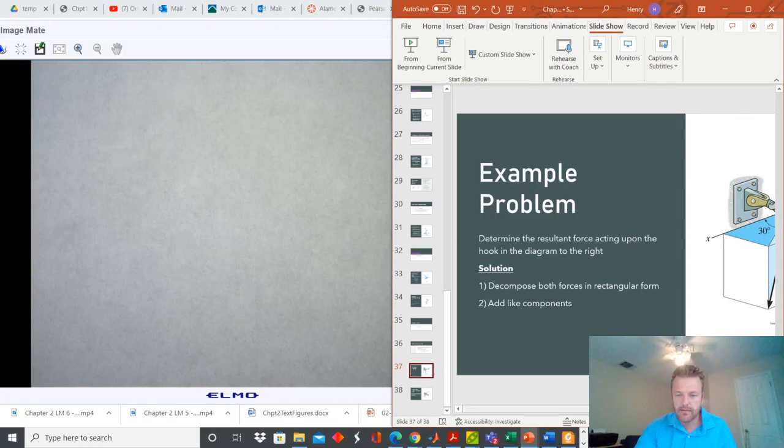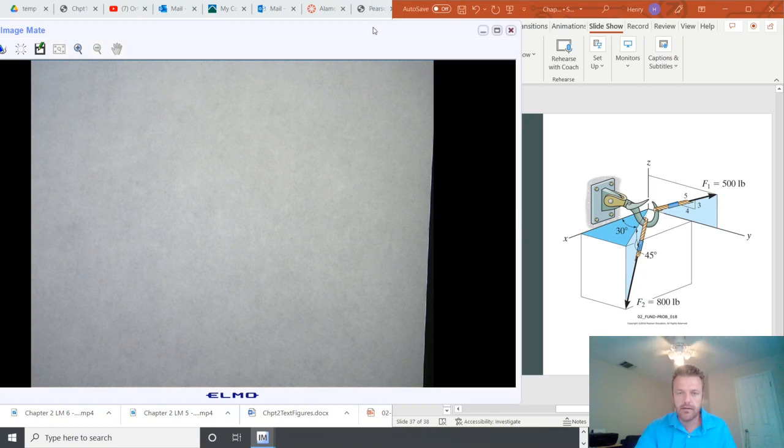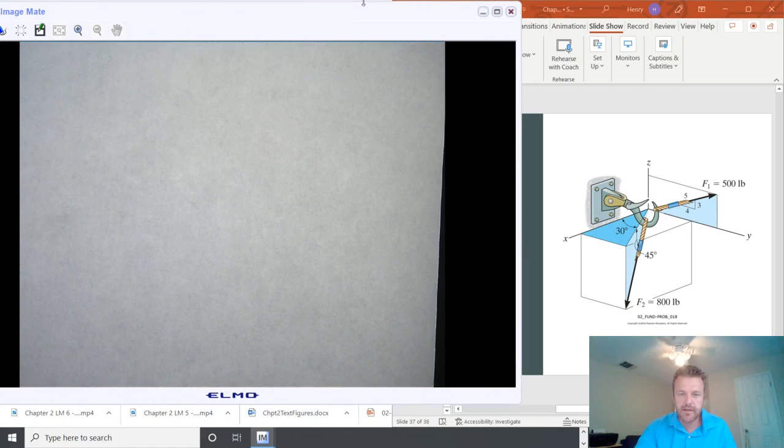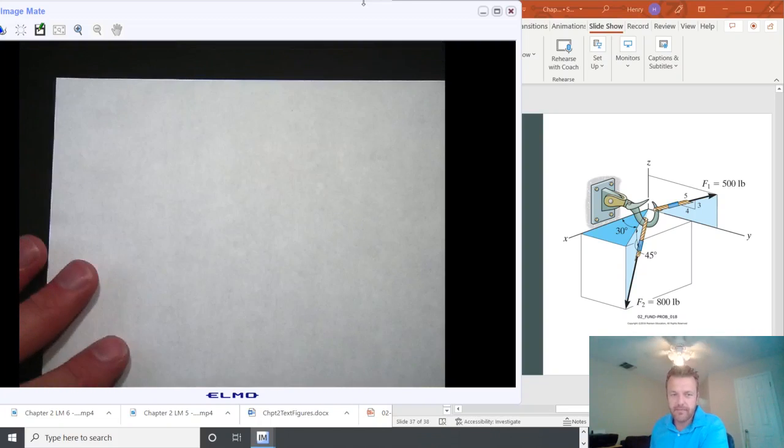So I'm going to scroll over here, and sorry about this. I wish I had a better setup where I could automate this part, but let me get all set up.